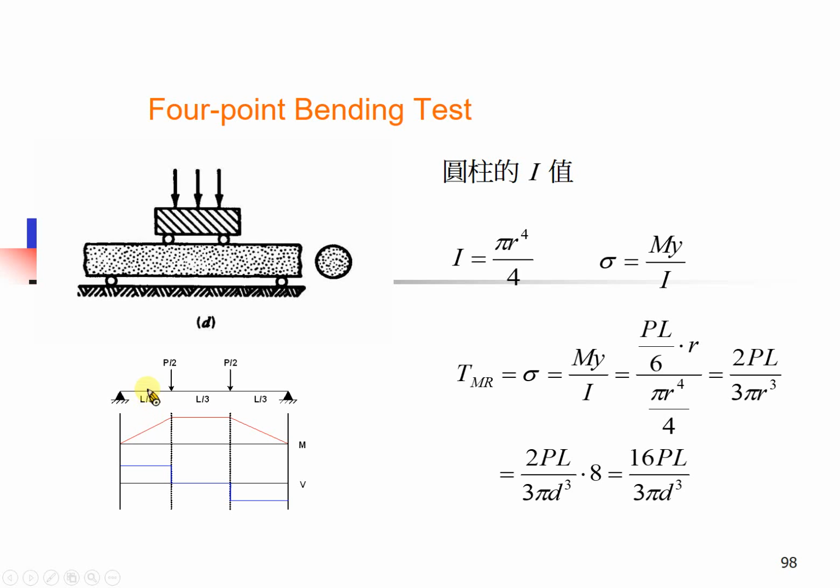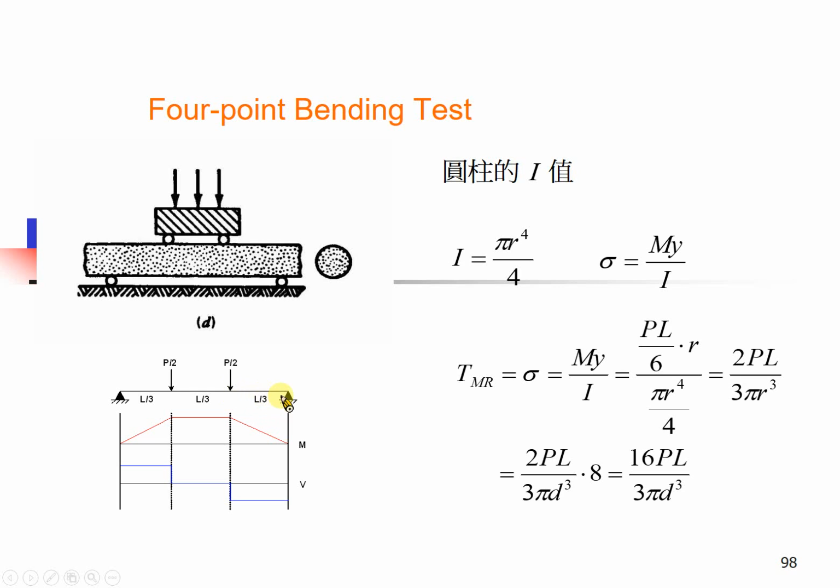In this part, you will have the maximum shear stress at these two segments. Here, you will have zero shear stress. Here, you will have an increasing moment, and a maximum moment around here. Then the moment will decrease from here to here. I already introduced this to all of you.